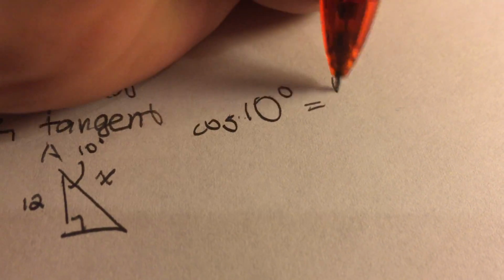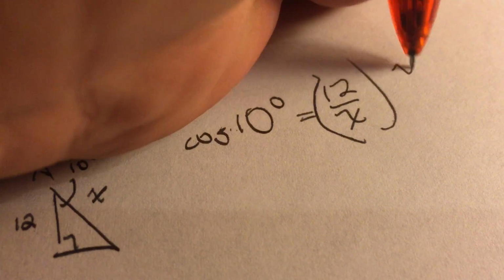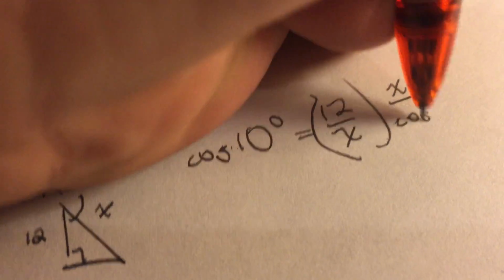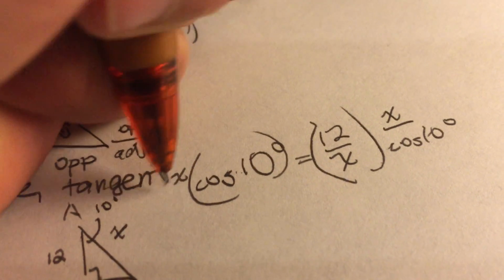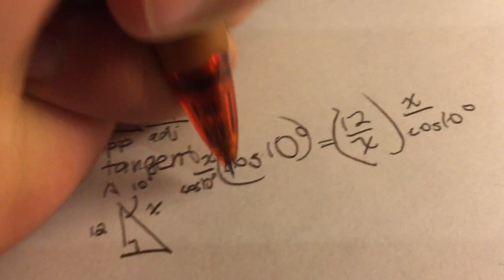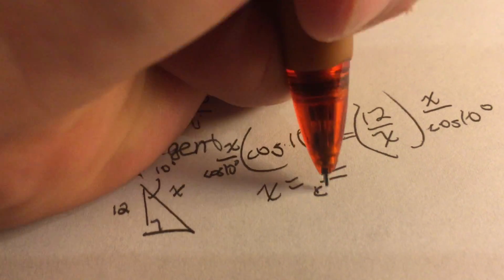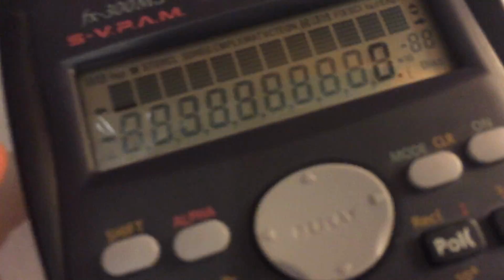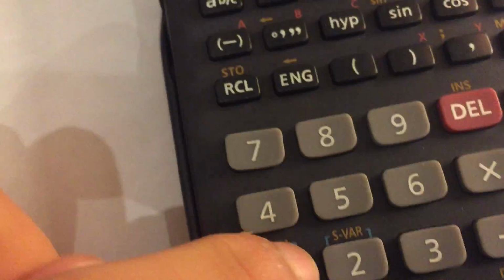Yeah. Cosine 10 equals 12 over x. So you would do this by x over cosine 10. X equals 12 over cosine 10. You input it into your calculator. Here, there's a calculator. So you would do 12 divided by cosine 10. Boom. But your calculator's already different.